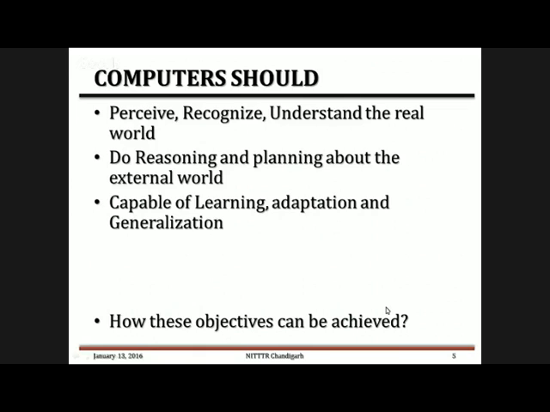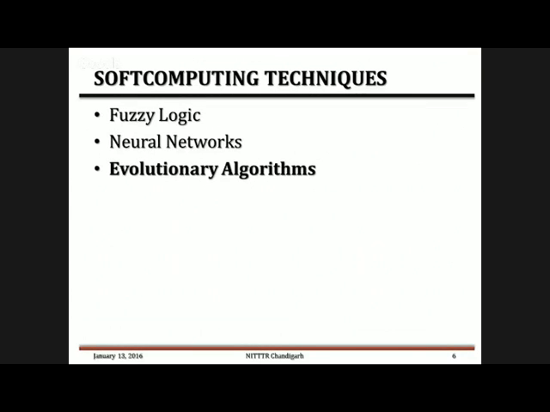How can these objectives be achieved? We want the computer to be able to do this for us. How? What are the tools, what are the techniques? That's soft computing. Many people may call it artificial intelligence, soft computing, approximate computing, or some other terminology. But if I say, these are the three main pillars of artificial intelligence.